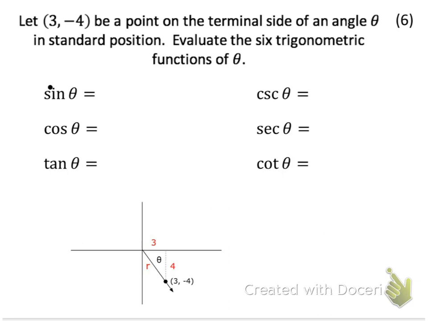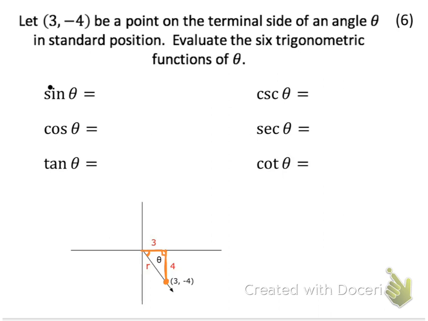So now, if we actually look at a value, we're going to let (3, -4) be a point on the terminal side of angle theta in standard position. What that even means, we can look at this point (3, -4) right here on our graph. That is over 3 on the x-axis, down 4 on the y-axis. And this makes a nice right triangle with our angle stemming off of the origin.